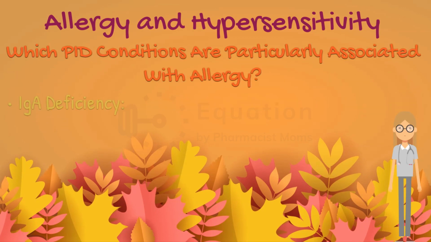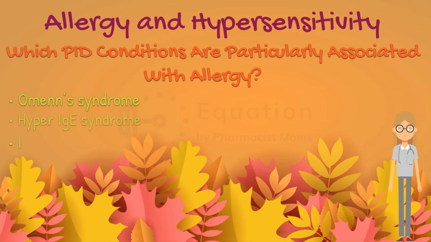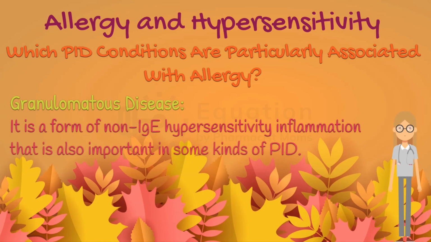Which PID conditions are particularly associated with allergy? IgA deficiency. This condition has an association with both allergy and autoimmune disease. Omenn syndrome, hyper-IgE syndrome, IPEX syndrome. In these last three conditions, the most common sign of allergy tends to be severe eczema. Granulomatous disease is a form of non-IgE hypersensitivity inflammation that is also important in some kinds of PID.